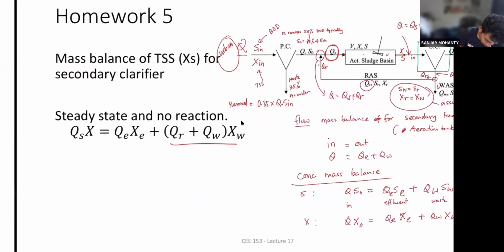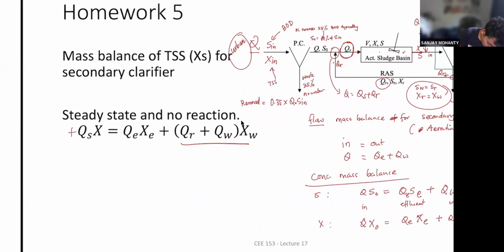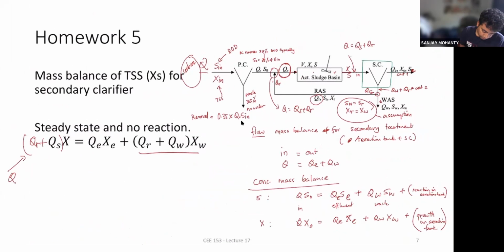So that if you write that one, this will be Q plus, this will be QR plus QS, which is Q. Okay. So that's in. And what's leaving the system is this. This is out.